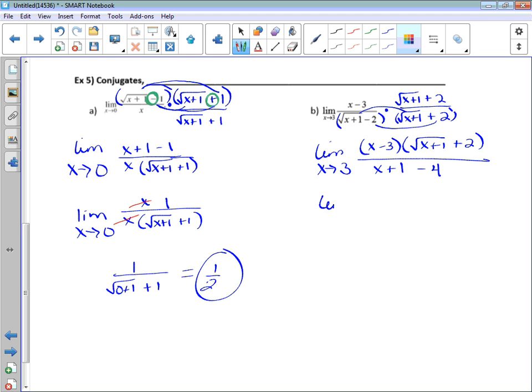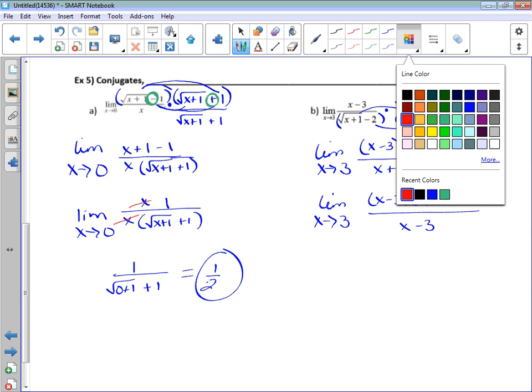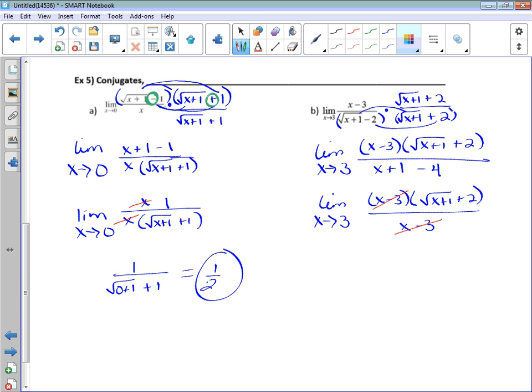So, limit as x approaches 3, leave your numerator alone, x minus 3 times root x plus 1 plus 2. What do you have left in the denominator? Well, x minus 3, which is convenient, right? So they cancel out. They're gone. Then you are just plugging in your 3, so you've got the square root of 3 plus 1, which is 2. What do we get? 4.